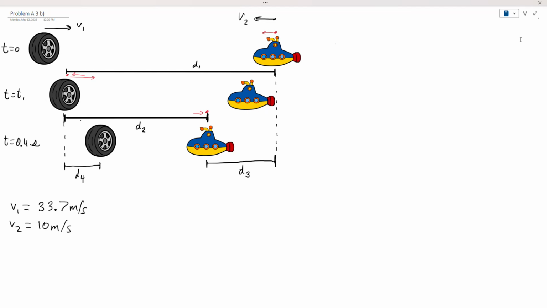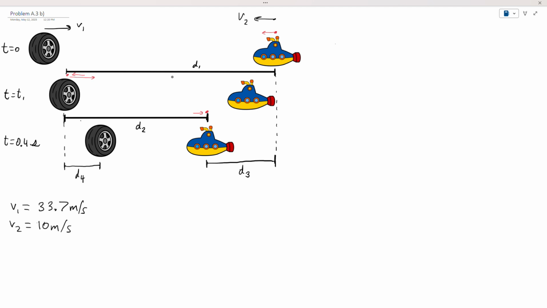So for part B, the key to understanding this problem is to get that the wave does not travel the same distance as it goes back and forth. To understand this problem, we've chosen 3 moments in time that we're going to analyze one after the other. First, the time t0 is when the submarine sends the initial wave towards the wheel.